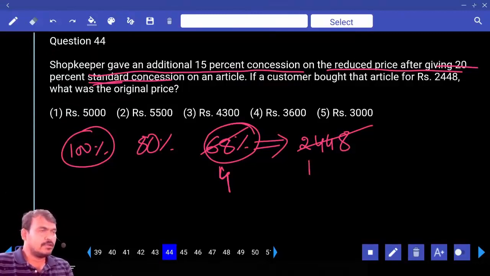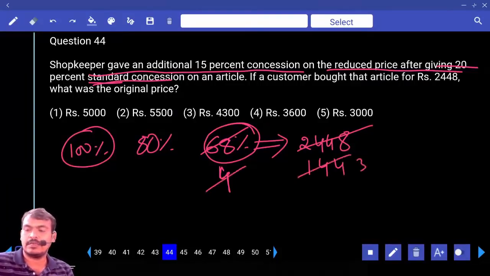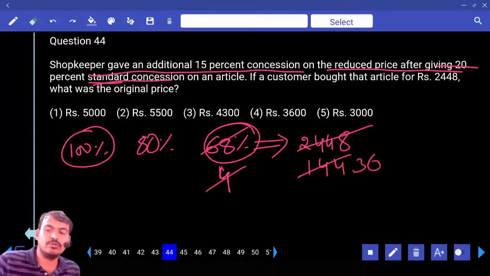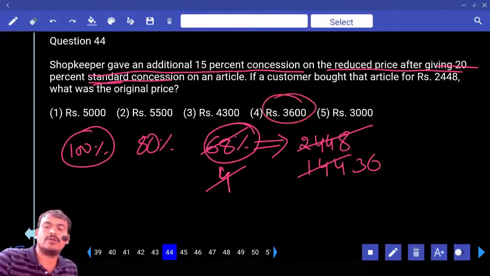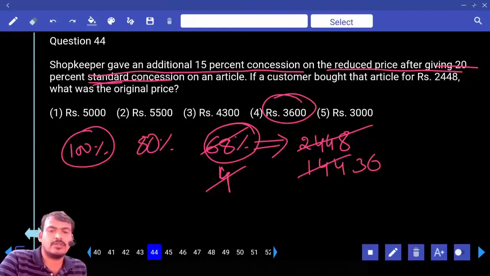17 ones are 70, remaining value 74. 74 means 4 times or not? Again 4 times or not? 4 how many times? 36. 36 into 100 means 3600. We get the 1% value as how much? 36. Then 100% is 3600.